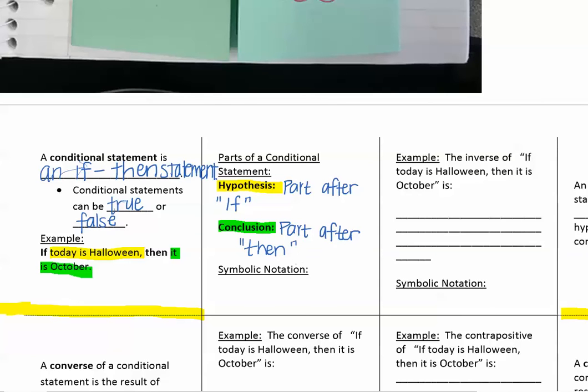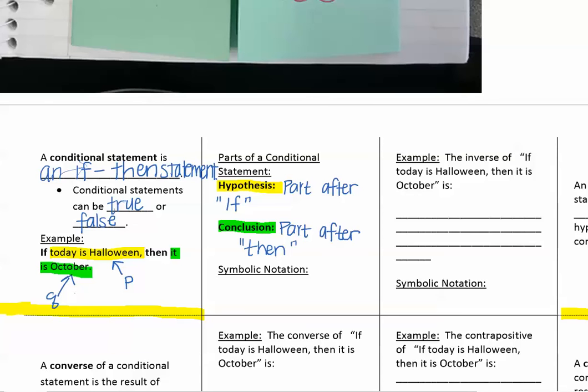Okay, we also have something called symbolic notation. Instead of writing it all in words, sometimes we replace parts with variables. For example, we could make the hypothesis be P. So we usually use the letter P and the letter Q, but it doesn't matter what letter. And we can also use the conclusion, let's call that Q. So P represents today is Halloween. Q represents it is October.